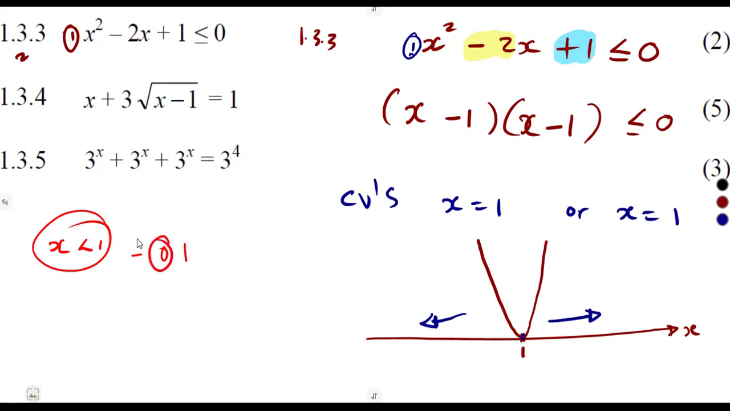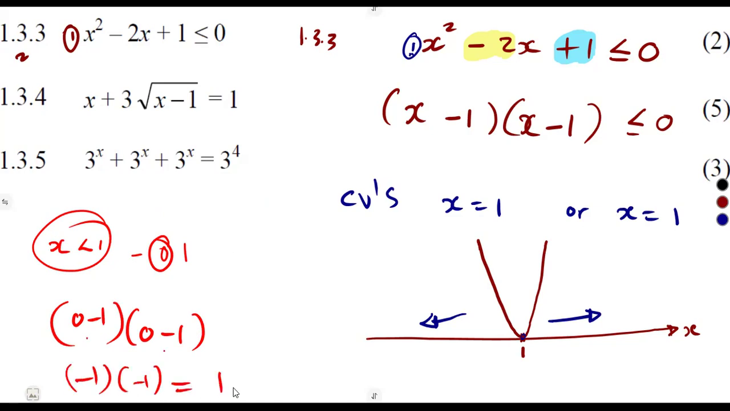When x is less than 1, let's just choose 0. You put a 0 there in place of x. So that's 0 minus 1 in place of x, and another part, 0 minus 1. So this is negative 1, negative 1. Negative 1 times negative 1 is positive 1. We are getting a positive value, but here we are supposed to have less than 0, a negative. So when x is less than 1, there's no solution. No problem. Let's move on to another part.